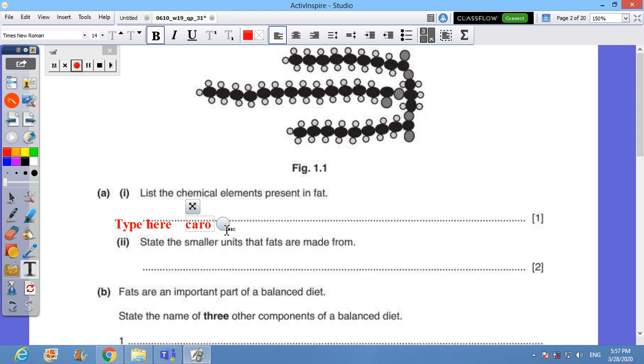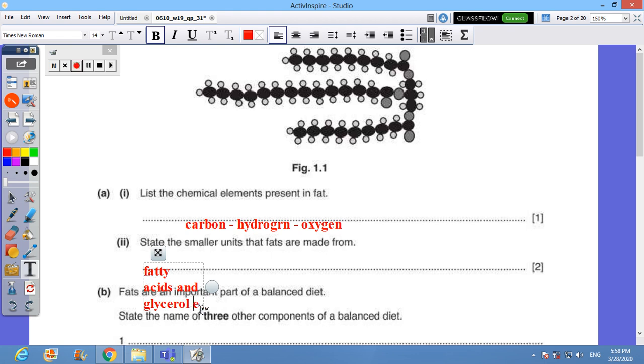They are carbon, hydrogen, and oxygen. Very good. State the smaller units that fats are made up of. That's what I have just said. Now we are asking about fatty acids and glycerol.